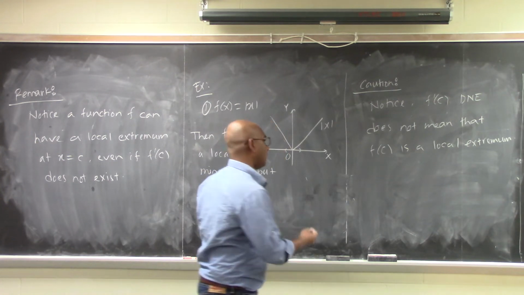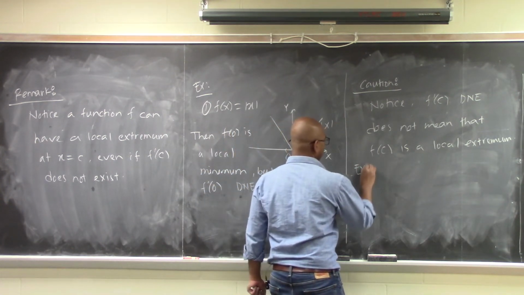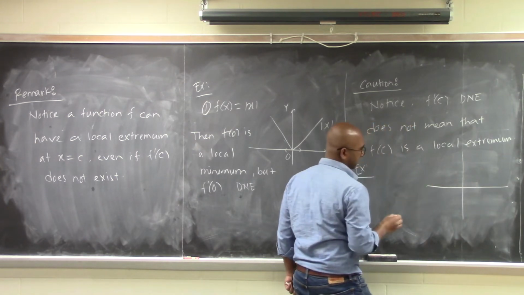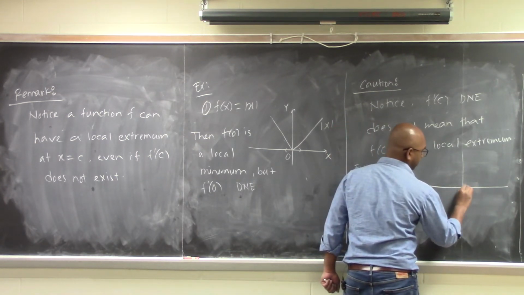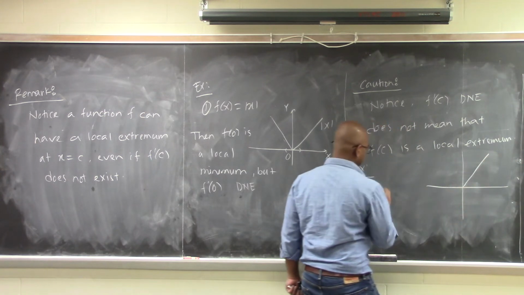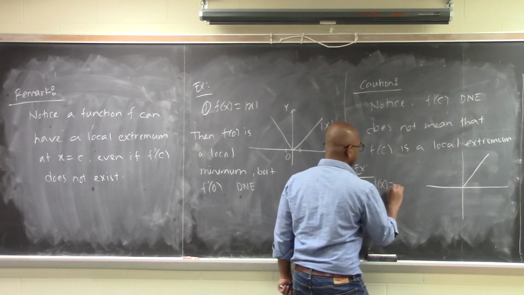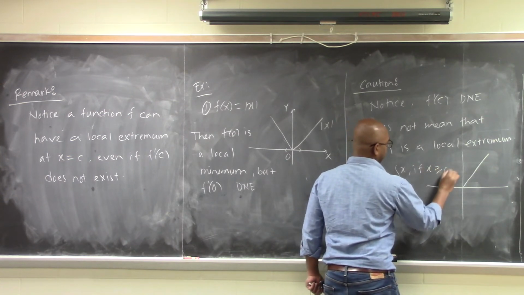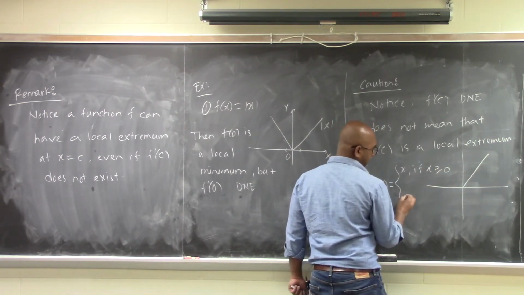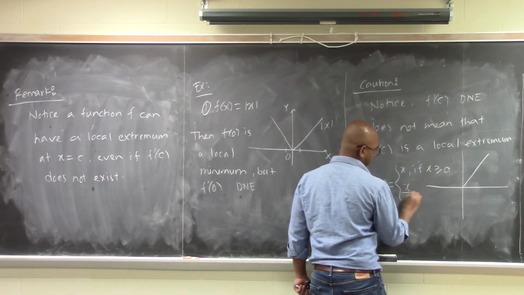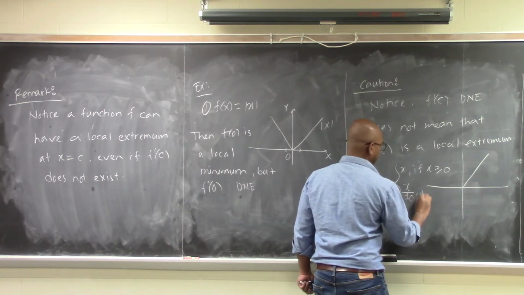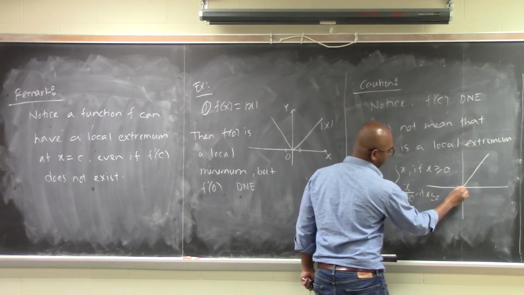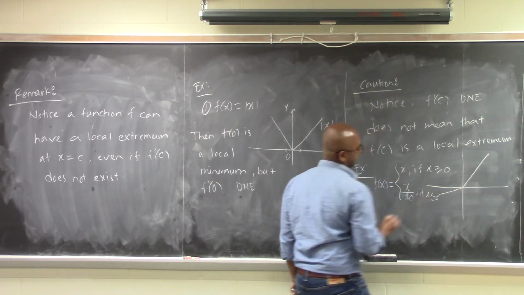Okay, and an example of that is pretty easy to give geometrically. Let's take f of x equals x if x is greater than or equal to 0, and on this side let's take it to be x over 10 if x is negative. So here it's at 1, this is 0.1, so it should be like this.